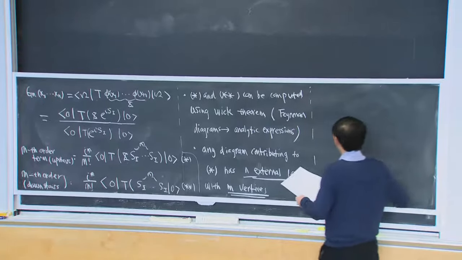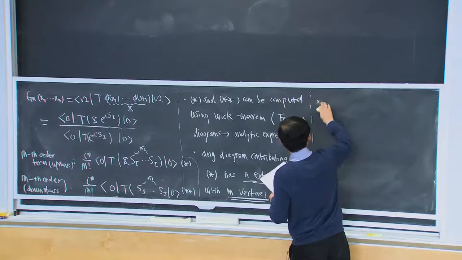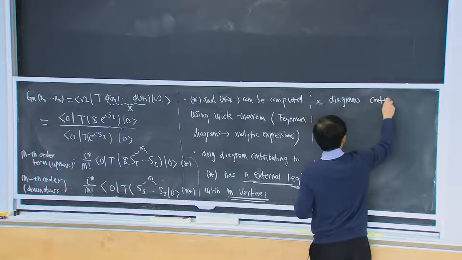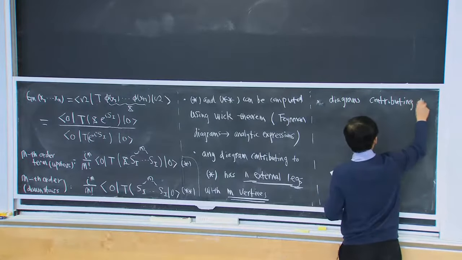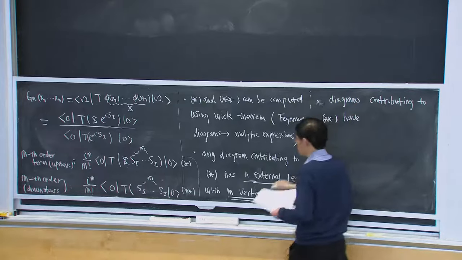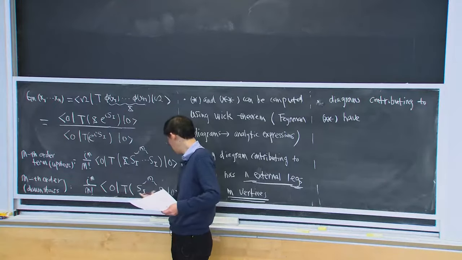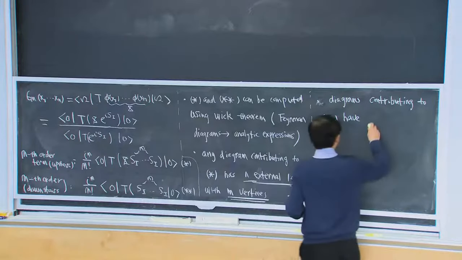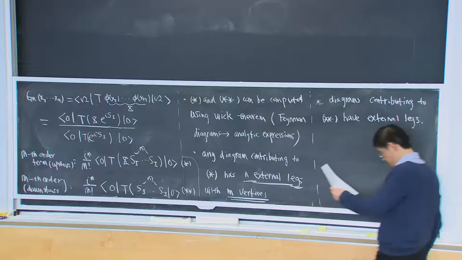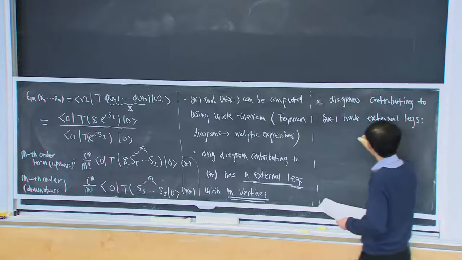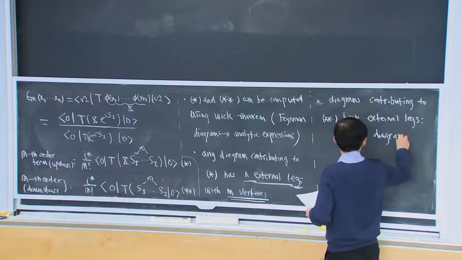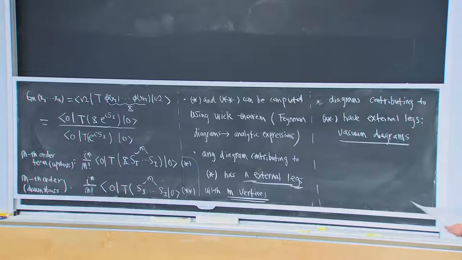But for star star, diagrams contributing to star star have no external legs, because there's no phi here. There are no external legs. So that's why they are called vacuum diagrams.